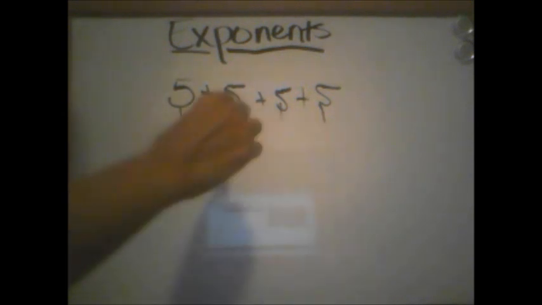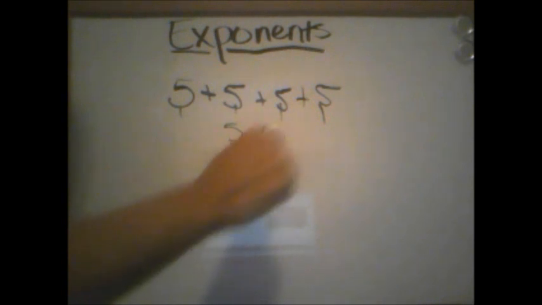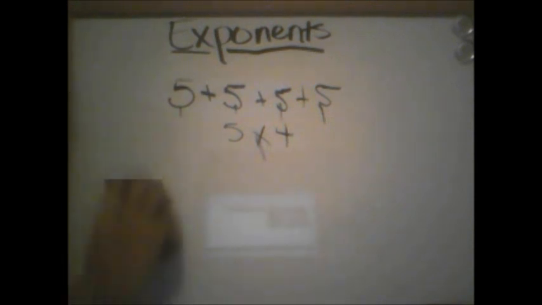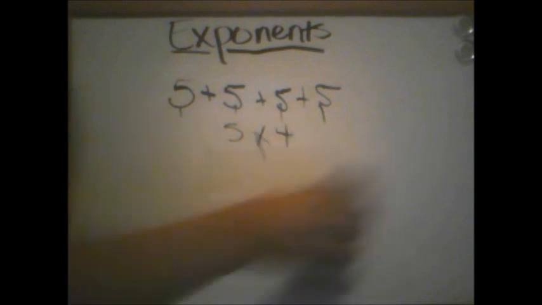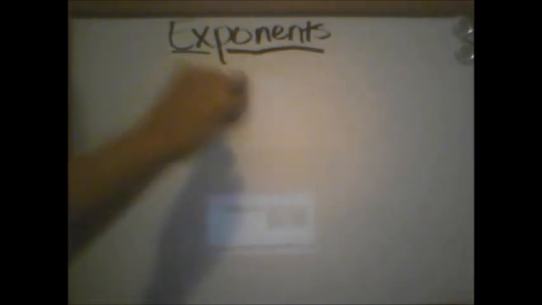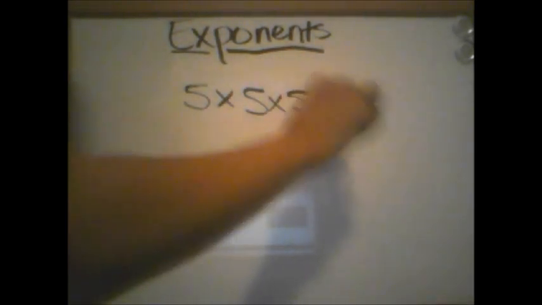So to get to 20, now we say 5 times 4 instead of 5 plus 5 plus 5 plus 5. Okay, so that's how we got to multiplication. Say if we wanted to do multiplication that way: 5 times 5 times 5 times 5.